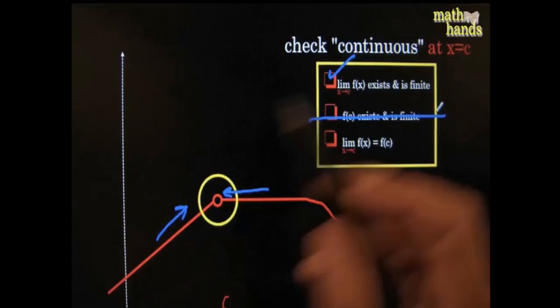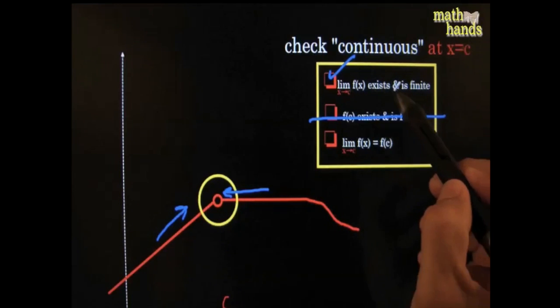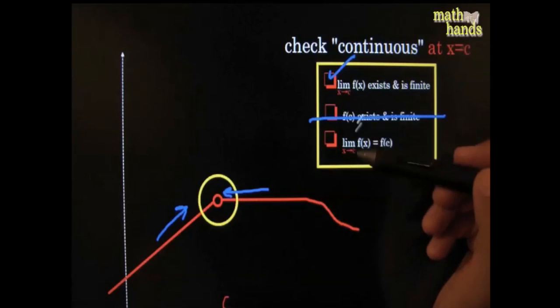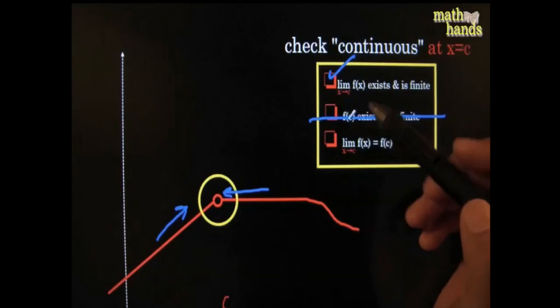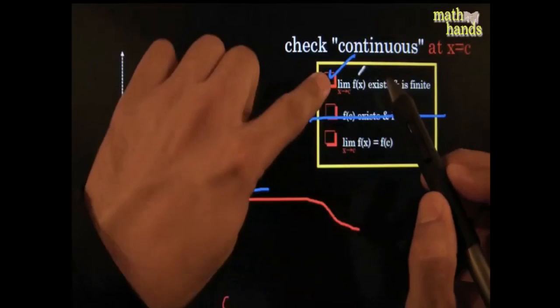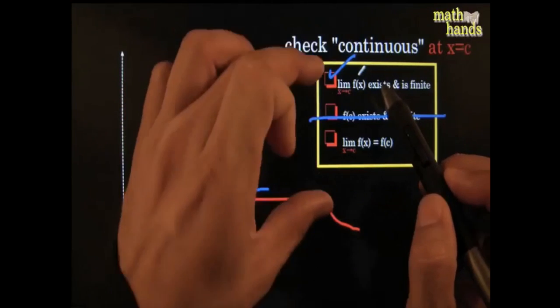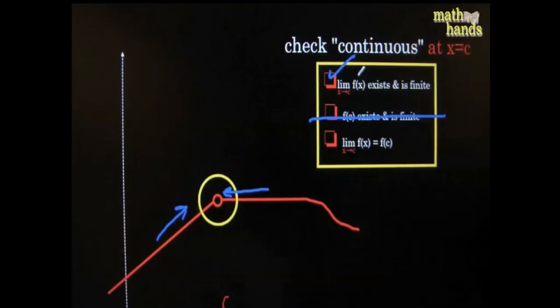By the way, whenever the first one is okay, the limit exists and is finite, then if the other ones are not true, then what you've got is a removable discontinuity. Whenever the first one is good, but the other ones are not, that's called removable. That's a fancy way of characterizing removable discontinuities.